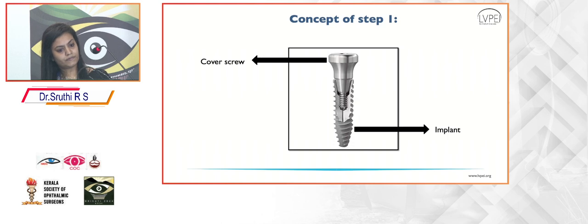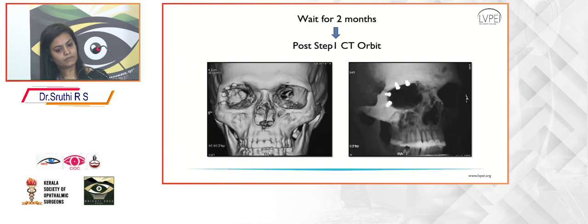At the end of step 1, the implant is placed inside the osteotomy and cover screws are placed on top of the implant to prevent epithelial ingrowth, and the skin is closed over it. After a wait of roughly 2 months for complete osseointegration, now it's time to consider step 2.